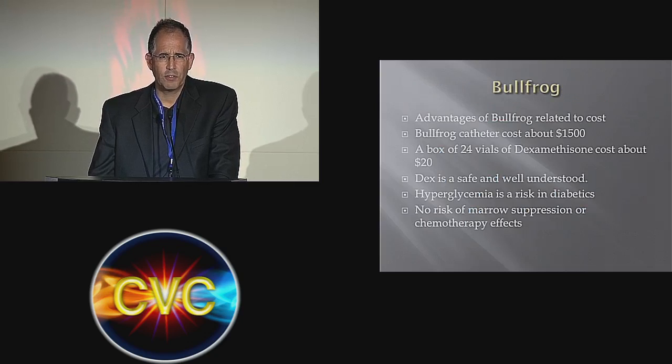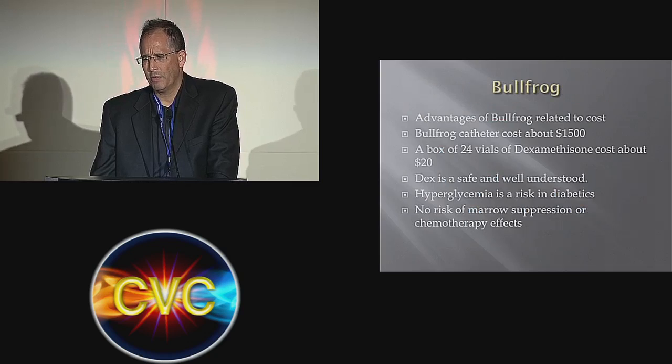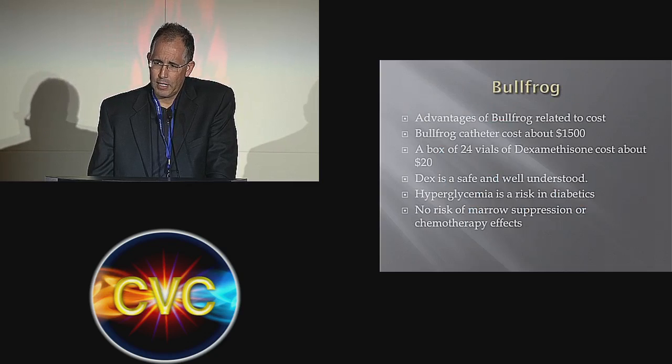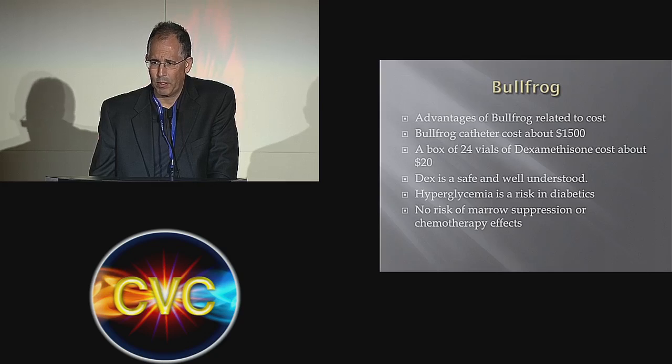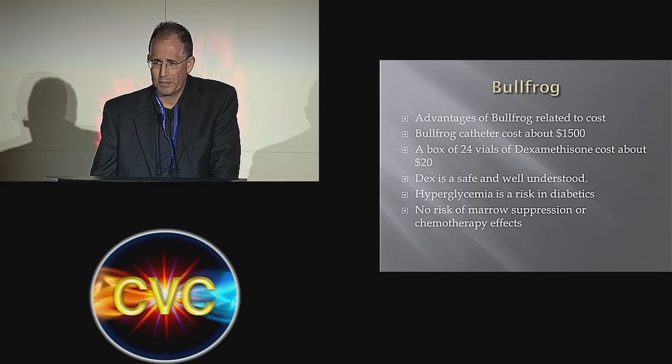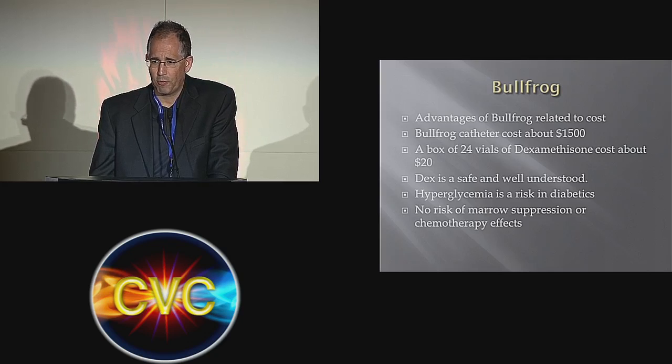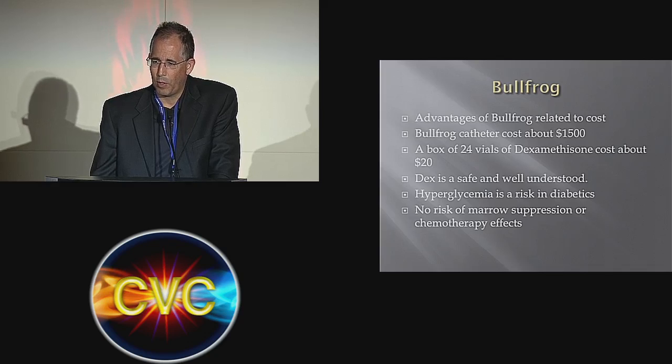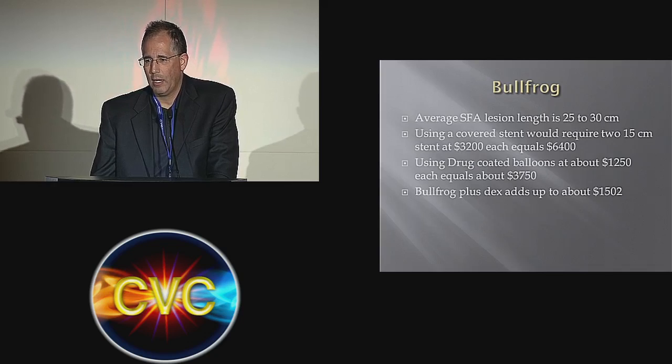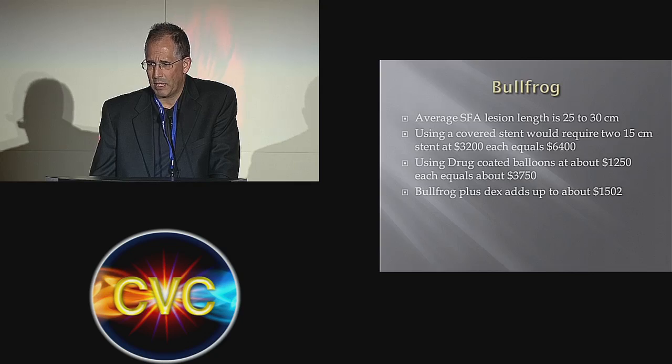All right, so then there are a few practical matters as well. The Bullfrog has cost advantages. It's a relatively inexpensive infusion catheter, costing about $1,200 to $1,500. Dexamethasone is cheap. You use 1 or 2 vials for a case. A whole box of 24 vials costs $20. Dexamethasone is an old drug. It's safe. It's well understood. It's relatively low risk.